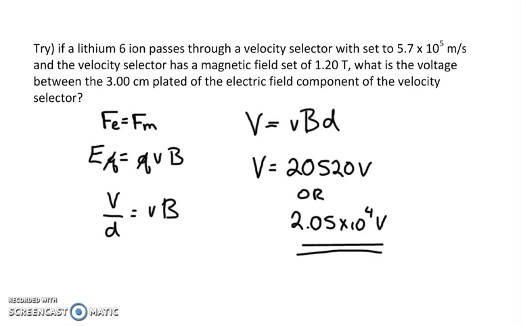And as you take a look here, again, the electric and magnetic fields are equal to each other, but for the electric field, we're having to take the voltage divided by the distance between the plates. Charge cancels out again, leaving you with the voltage equal to the velocity times the magnetic field strength times the distance between the plates, which should get you 2.05 times 10 to the 4 volts.